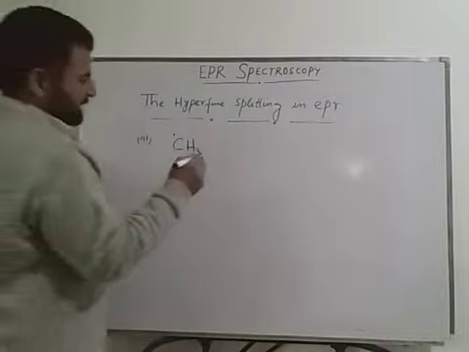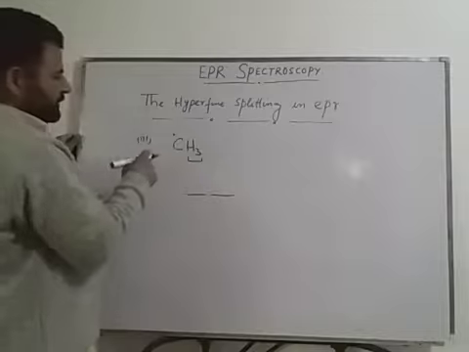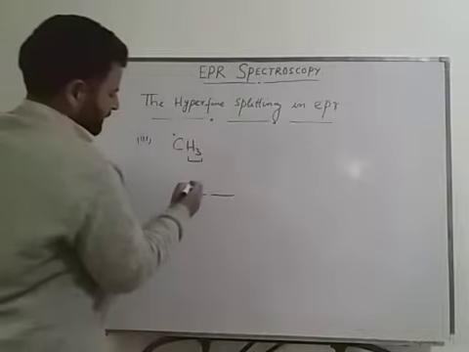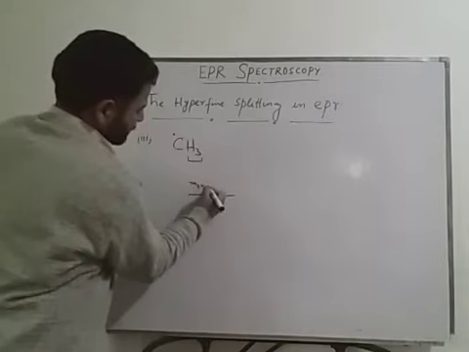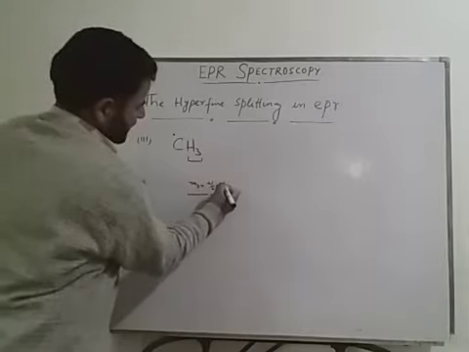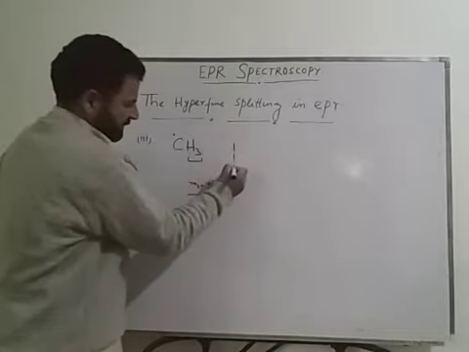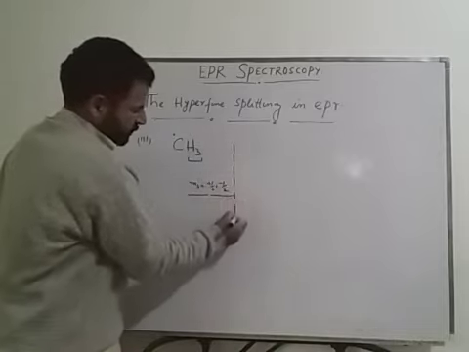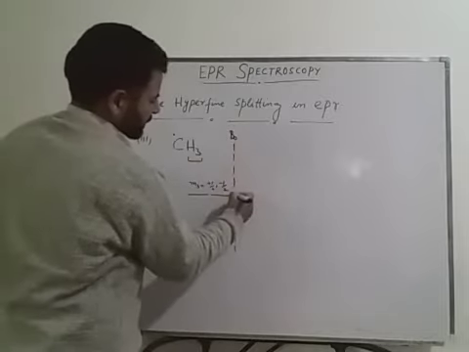The spectrum will be like this. Firstly, the energy levels in case of this CH3, corresponding to the unpaired electron, will be degenerate. Ms is equal to plus 1/2 and minus 1/2. They are doubly degenerate. And once we use the applied magnetic field B naught, what will happen?